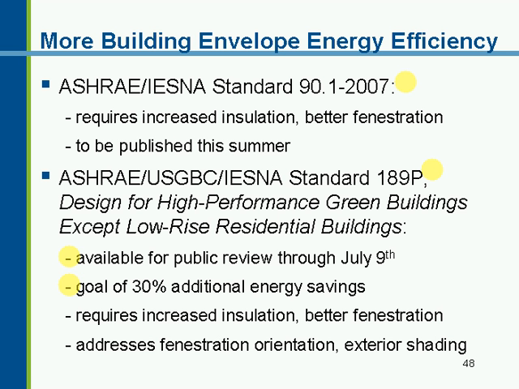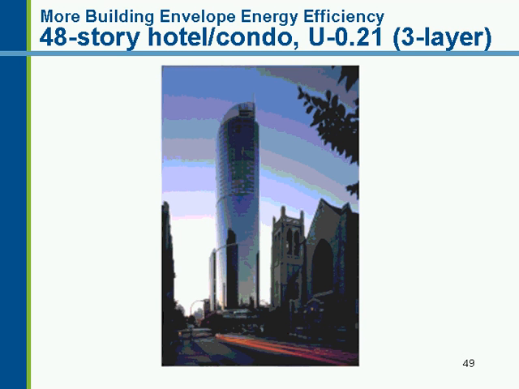And to give you a sense of what sort of options are out there, I've got a couple of projects to show you. Here's a picture of a building. It's a 48-story hotel and condominium with a 3-layer glazing system that has a U-factor of 0.21. So this is something that's actually 3 times as good as the criteria for the 2004 version and more than twice as good as the criteria for the 2007 version of Standard 90.1.